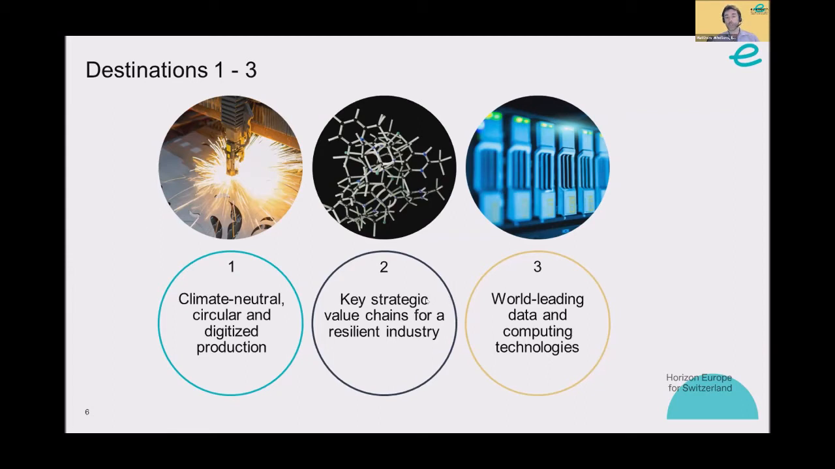Second destination is also related to industry. It's called Key Strategic Value Chains for a Resilient Industry. Quite a complex name, but essentially this is all about materials. And the 3 elements here, there's key, let's say, raw materials, primary raw materials, secondary raw materials, the difference being the primary raw materials are the one that we extract from the earth or from the seabed, and secondary raw materials are the ones that we recycle from waste or we recover from old products.